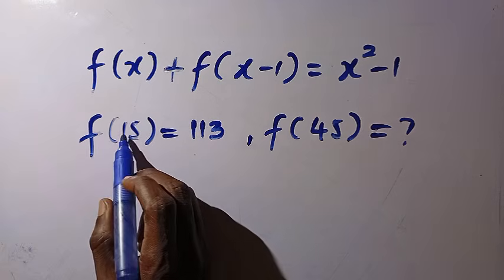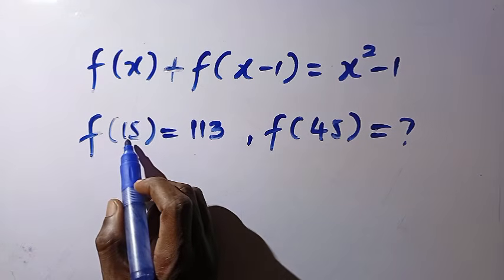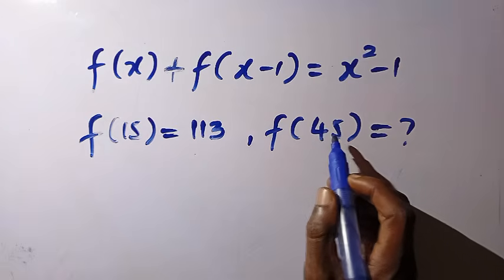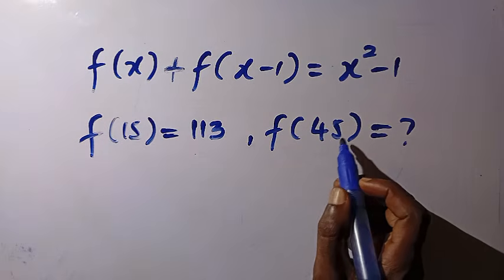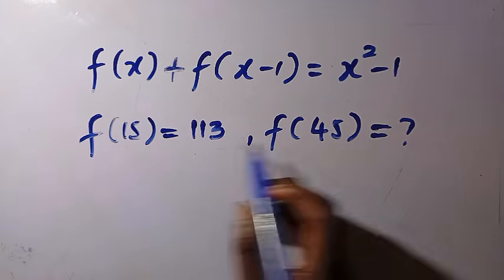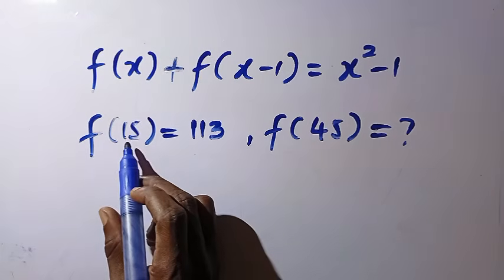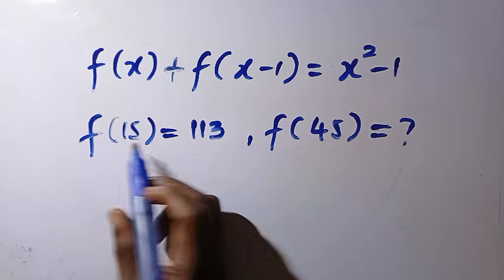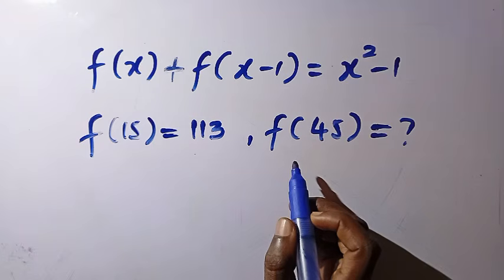Look at f of 15. The 15 here is an odd number and 45 is an odd number. And we are looking for the second odd number here, which is 45. But there is a distance between 15 and 45. And how can we make this in a general form?